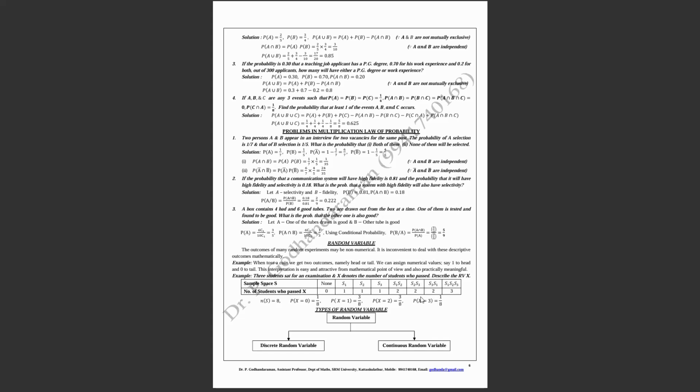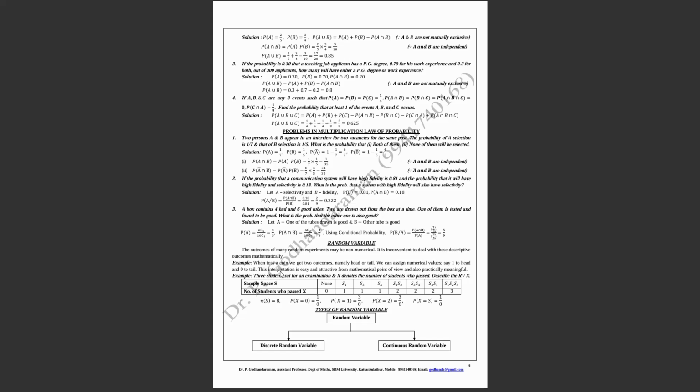Good morning to all. Today's class is about probability and queuing theory, Unit 1, Random Variable. What is a random variable? The outcomes of many random experiments may be non-numerical. It is inconvenient to deal with these descriptive outcomes mathematically. For example, when you toss a coin, we get two outcomes, namely head or tail. We can assign numerical values, say 1 to head and 0 to tail.